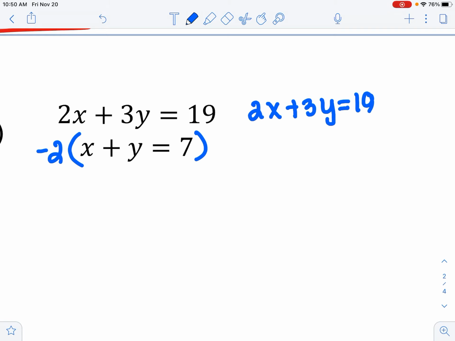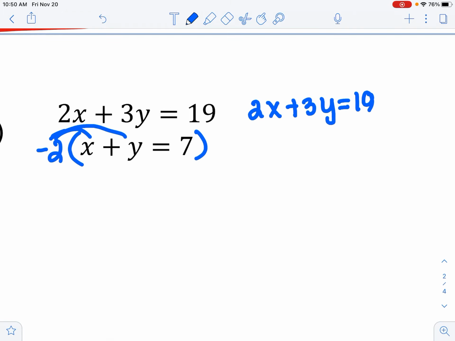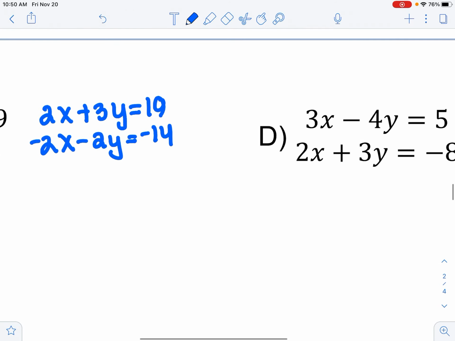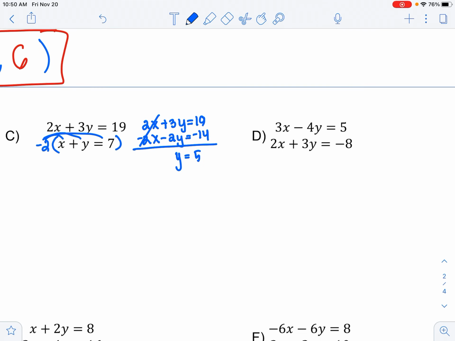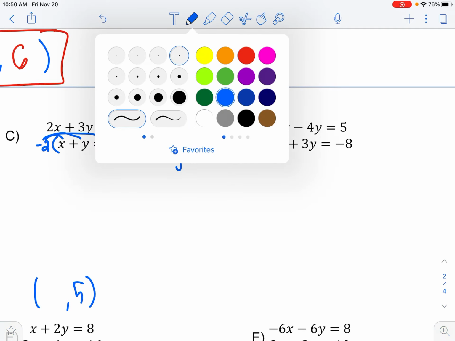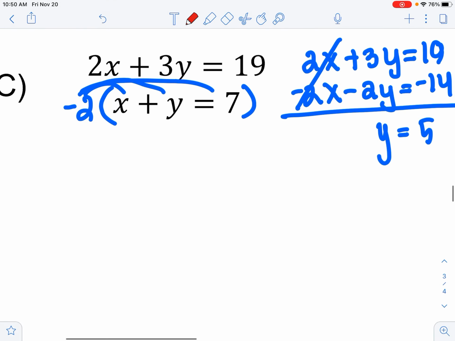So the first equation is going to stay the same. I'm just going to recopy it down. And my second equation, I'm going to make sure I distribute the negative 2 to everything. So that's negative 2x minus 2y equals negative 14. Now you're going to pretend that this is your original. If I combine these, the x's will cancel. 3y and negative 2y is y. 19 and negative 14 is 5. So y is 5.